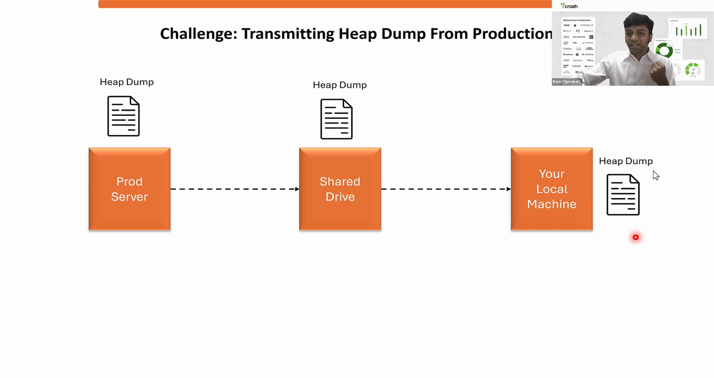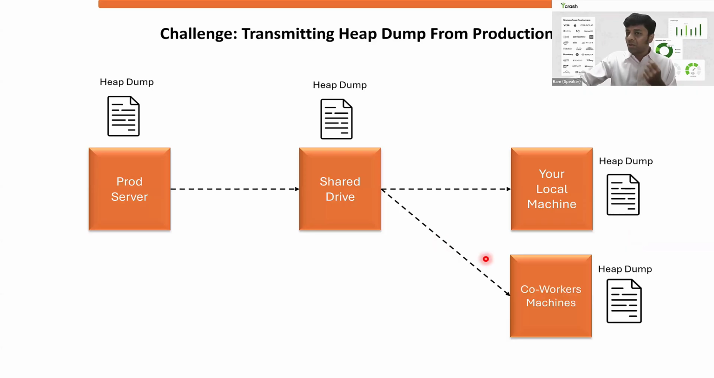And in case, let's say, you want to give your heap dump to a QA engineer or to a coworker to look into, then this heap dump file is once again going to that coworker's machine, right? They are going to download it from the shared drive and it is going to go to the coworker's machine.